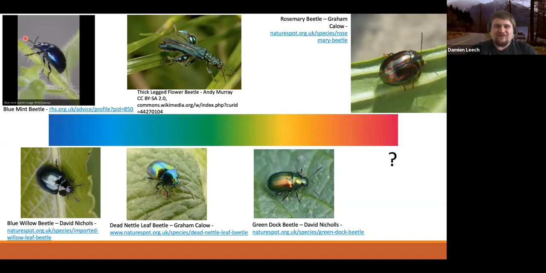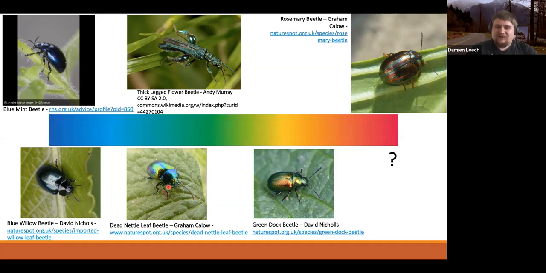So the blue mint beetle displays a really nice jewel blue, but it's incredibly dark. So I'd assume that it probably even reflects further off in the electromagnetic spectrum this way. Same again with the blue willow beetle, even darker, but vary the angle and you'll see some blues. The thick-legged flower beetle, it's a really nice green.